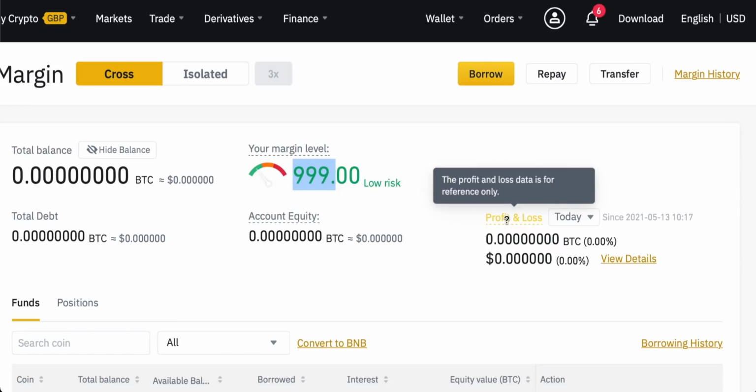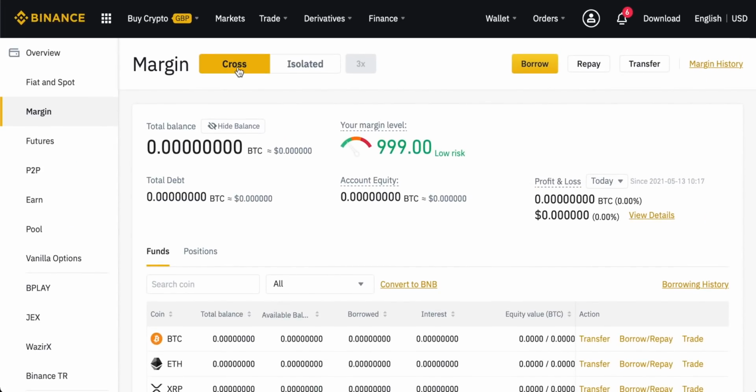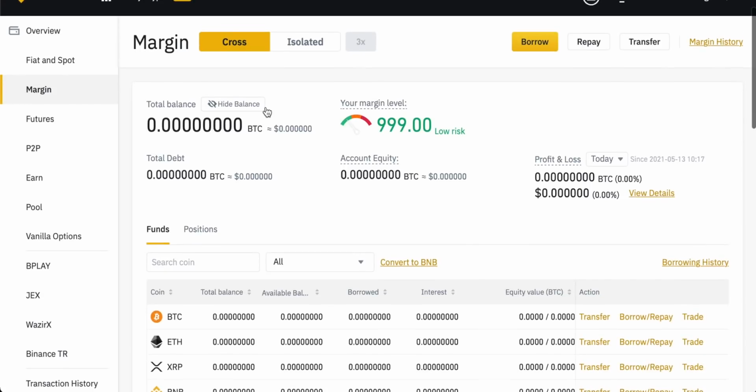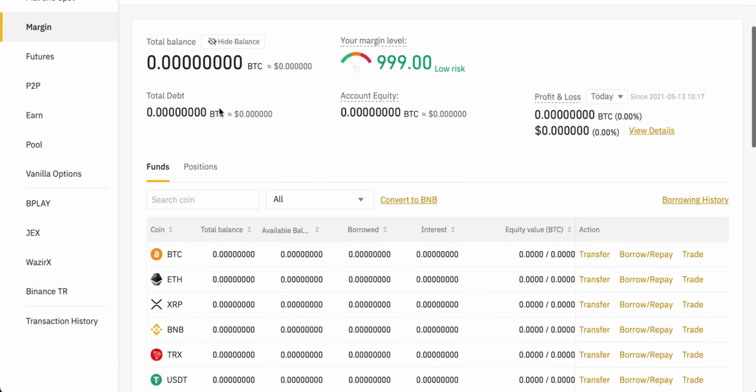So now that we know that, we can come to cross versus isolated margin. What's the difference? Well, firstly, cross margin simply means that the margin that you get, or the money that Binance give you to trade with, is across all of your positions. And we can see all of the different cryptocurrencies we can trade right here. We can open positions in a lot of different cryptocurrencies and Binance will give us money to do that.